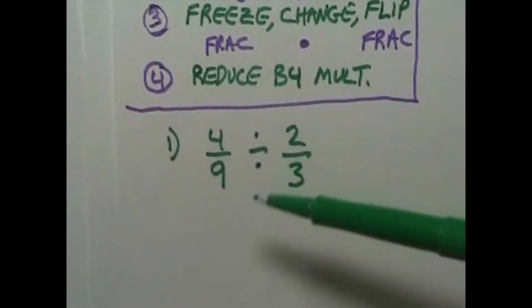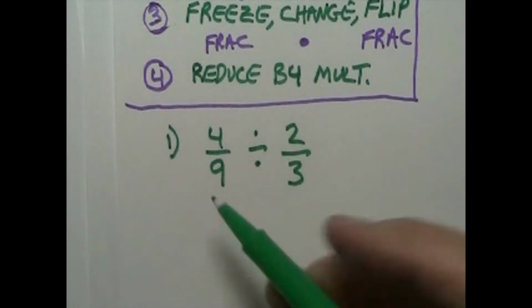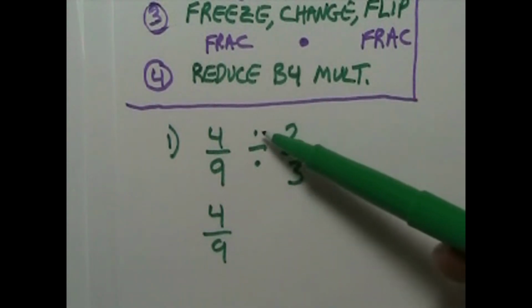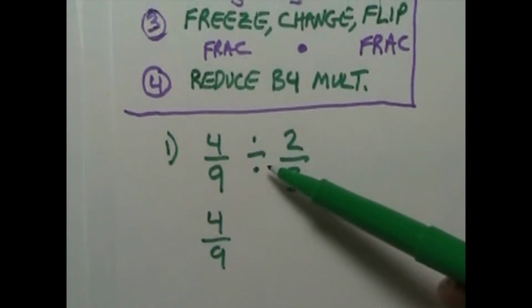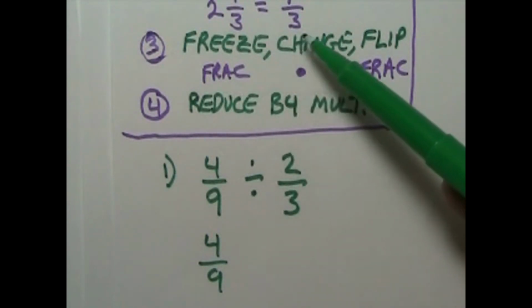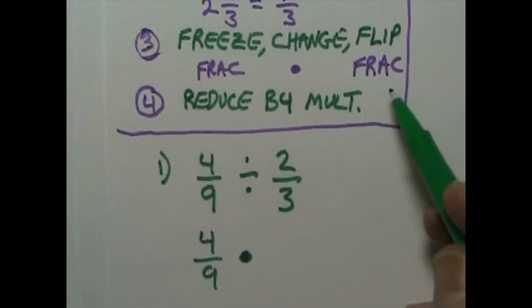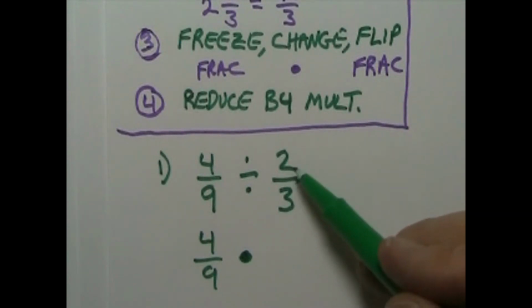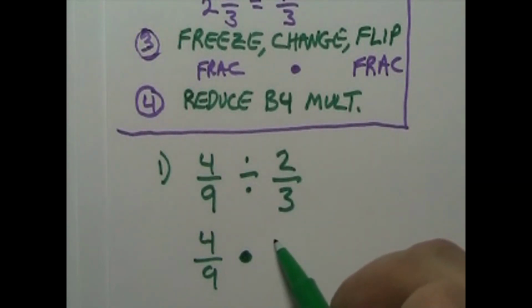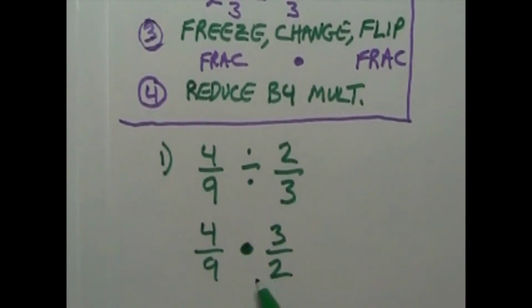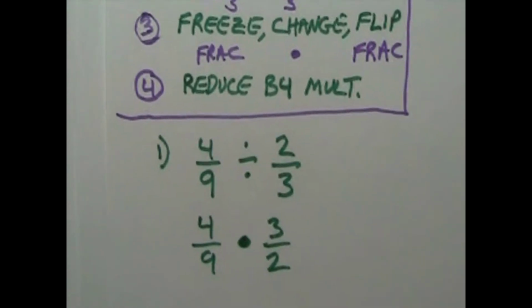Okay, what does that mean? That means we freeze this fraction. We keep it the same. Now I'm going to write underneath this. Then we change this divide to times. So freeze a fraction, change to times. So that's a times. And then flip the second fraction. Instead of 2/3, it's 3/2. There's a word for that. We call it reciprocal. Okay, so now that I'm done, I need to just reduce before any multiplying.